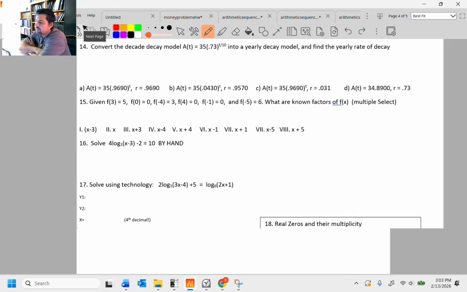All right, moving forward, convert the decade decay model. See, I'm already supposed to be on my way home right now. Convert the decade decay model, a sub t, the amount of time after passes, 35 times 0.9690 raised to the t over 10 into a yearly decay model. And oh my Lanta, this is something that we did nearly every day for a long time. But whatever. If you were a fry guy at McDonald's at this point in time, you would be fired.